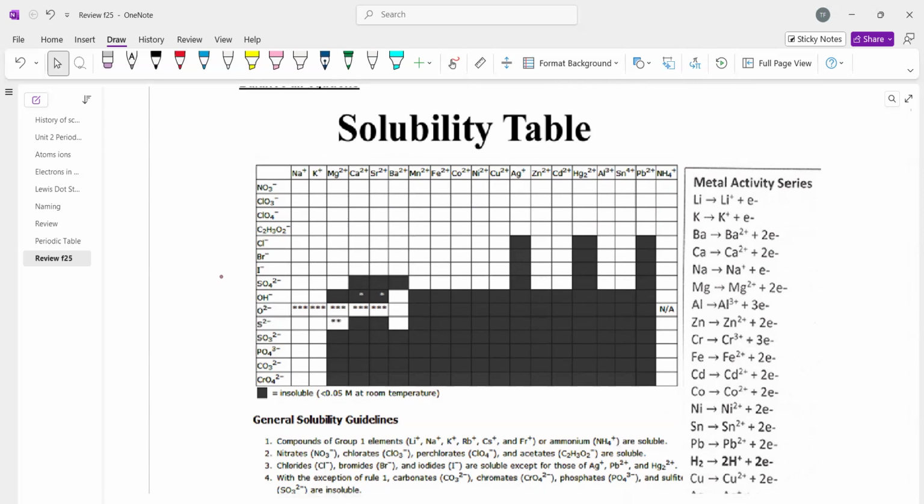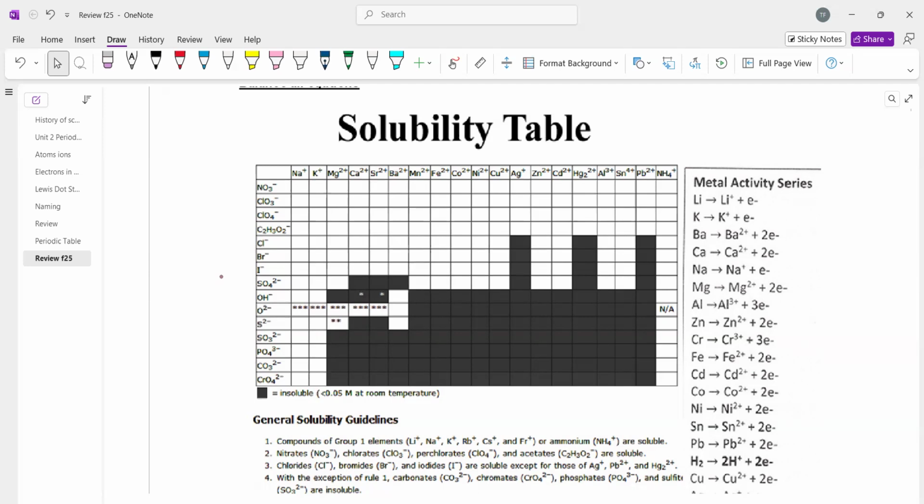On your solubility table, find lead and chlorine, bring them together. What color is the block? Black or white? It's got to be one of the two. Unless it has some asterisks in it, that means it's partially soluble. I'm not going to give you any partially soluble ones.